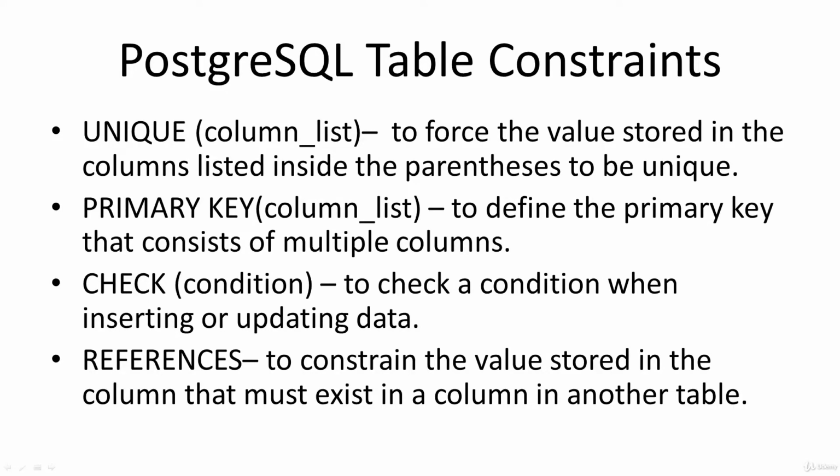And then as far as table constraints go, they're basically similar to column constraints, except that they're applied to the entire table rather than to an individual column. So again, you can say unique column list to force the values stored in the columns listed inside the parentheses to be unique. And then you can say primary key, pass in a column list to define the primary key that consists of multiple columns. And then you can also use check and references in a similar manner.